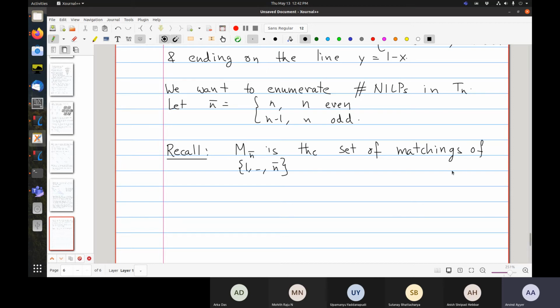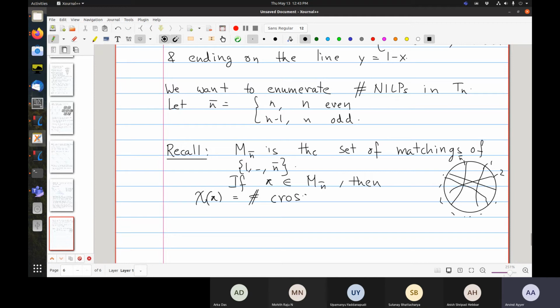So remember what these were. You arrange 1, 2, etc. n bar is even, so we arrange them and we match them. I mean, we have chords connecting them. And so if pi belongs to M n bar, so if pi is such a matching, then we had defined chi of pi to be the number of crossings in pi, and sign of pi to be minus 1 to the chi of pi. Right? You remember this.